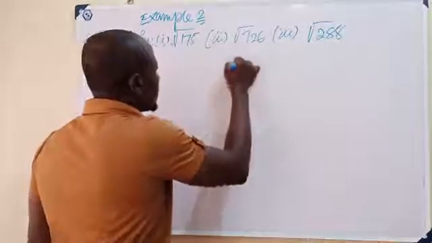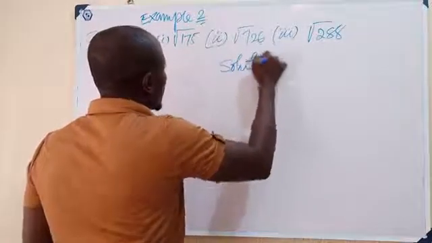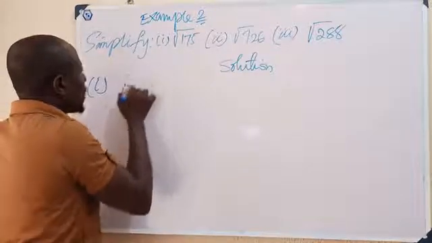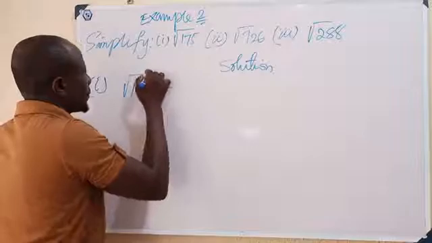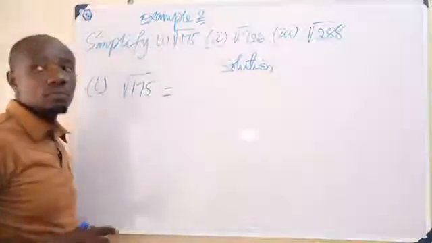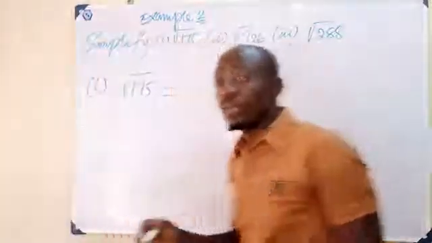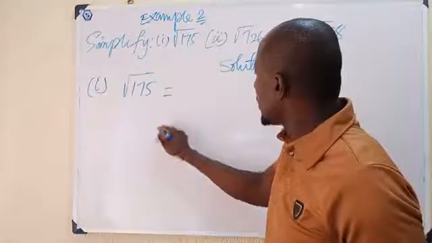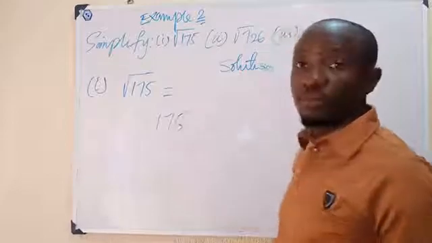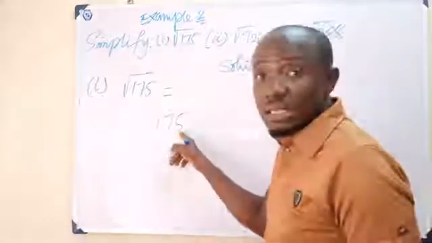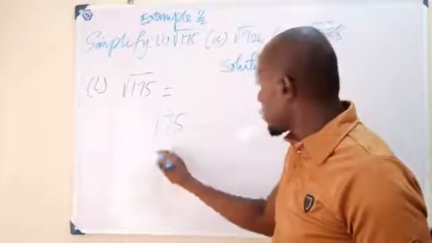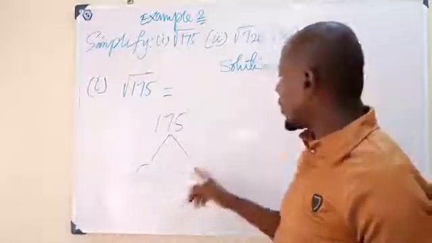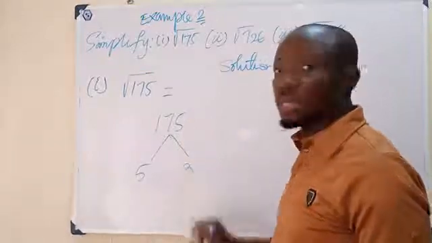So we say solution. We have I. Want to simplify 175. So let's look for the factors of 175. You consider the last digit. The last digit is 5, so it means that this number is divisible by 5. So you put 5 here. 5 into 175 will give us 35.